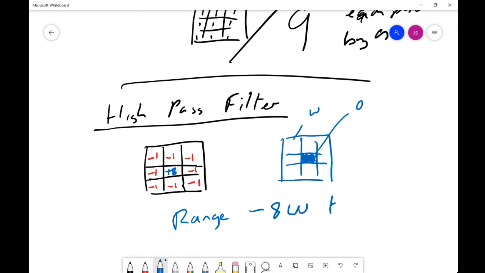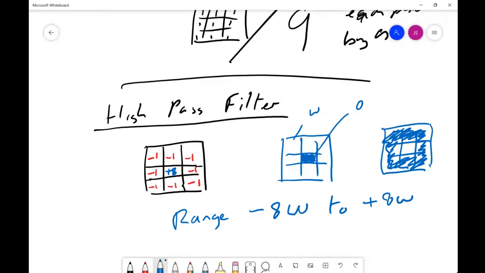-8W. 2. The highest response is the inverse of that image. And that would be where we have a white center and absolute black pixels around the outside. So in this case, we're multiplying 0 by -1. All the minuses disappear. The center is W, and it's times 8. It's going to be plus 8W.